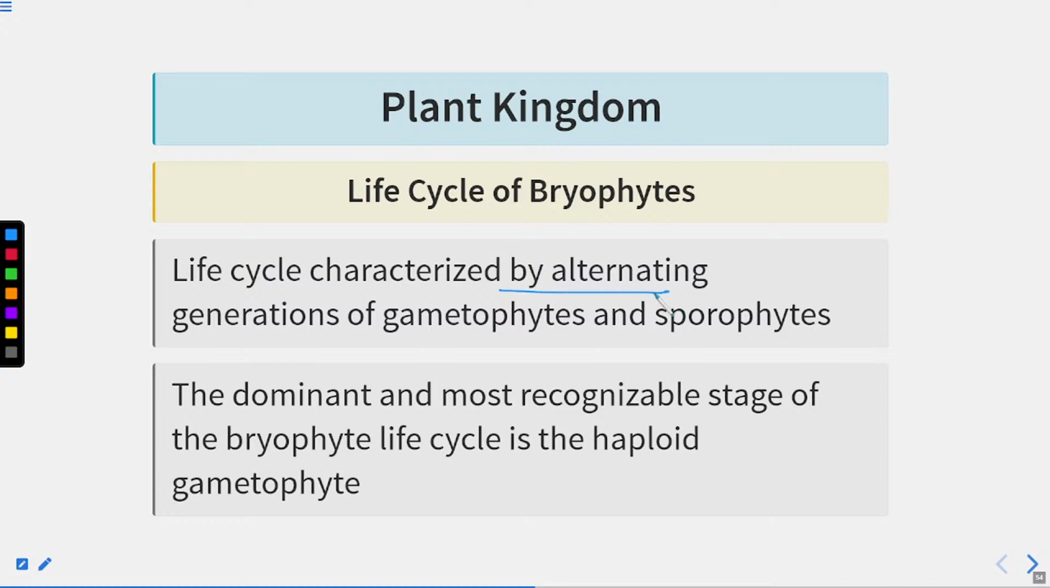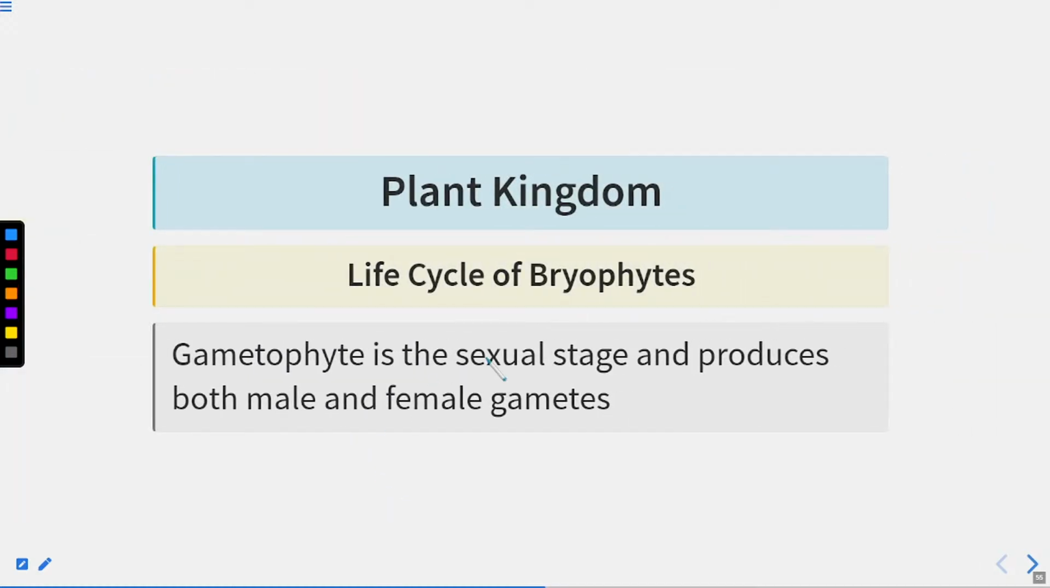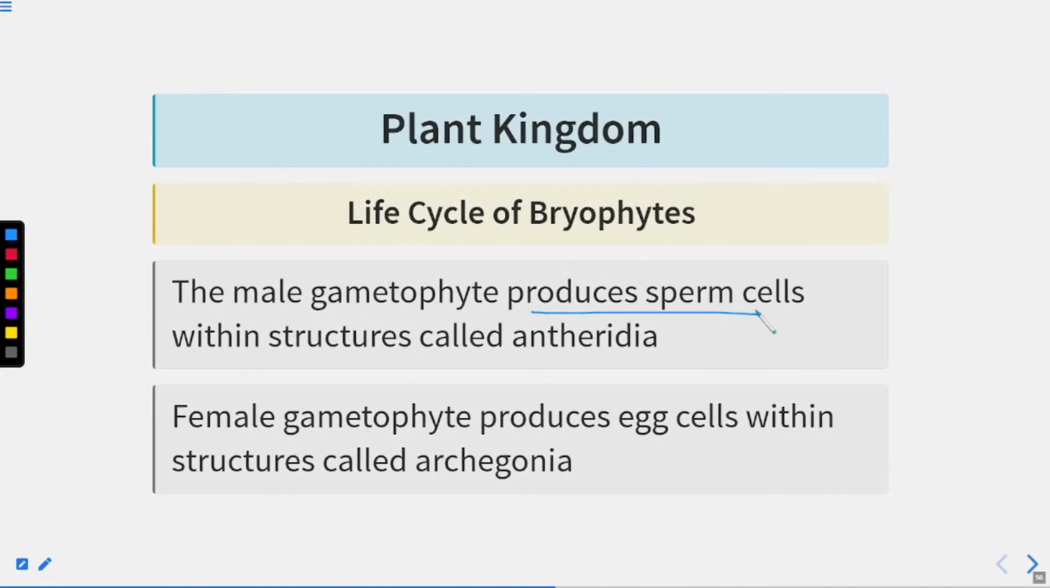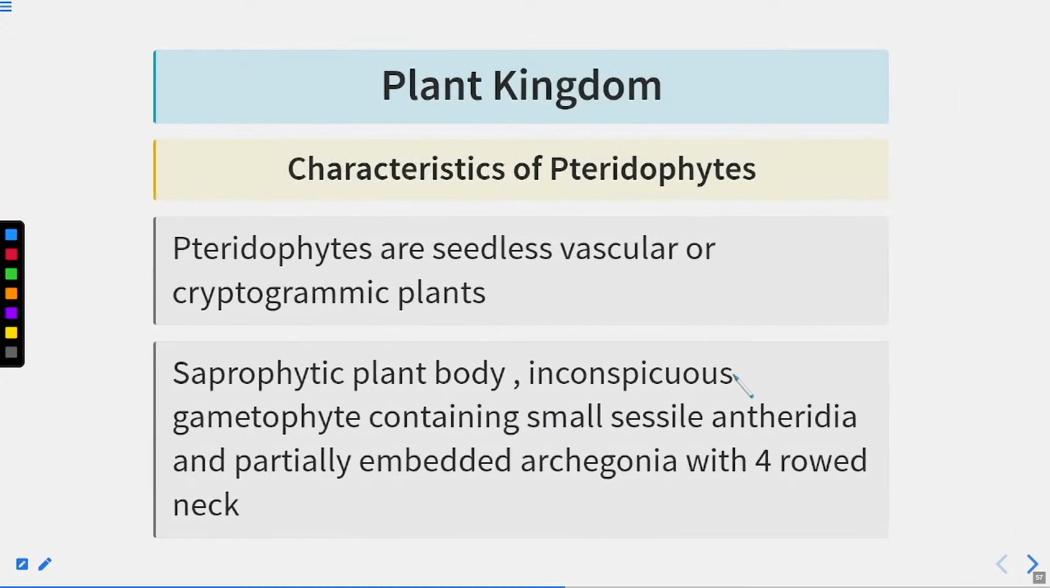The life cycle is characterized by alternation of generations of the gametophyte and the sporophyte. This life cycle we have already seen, how the gametophyte and sporophyte come as an alternation of generations, right? So the dominant and most recognizable stage of the bryophyte is the gametophyte. The gametophyte is the sexual stage, and it produces both male and female gametophytes. The male gametophyte produces sperm cells within structures called antheridia, and the female gametophyte produces egg cells in the archegonia. This we have seen in the life cycle of the bryophytes.